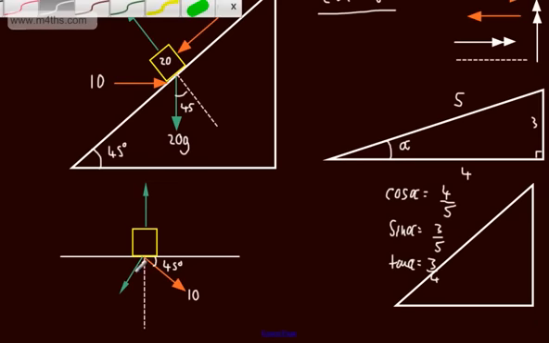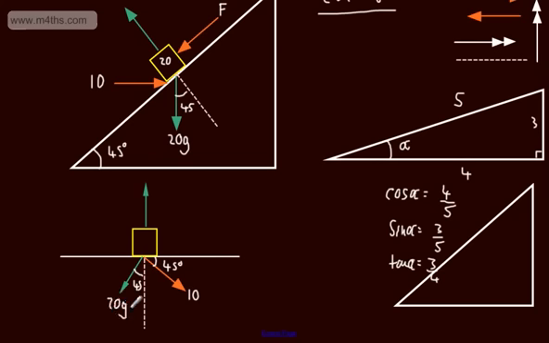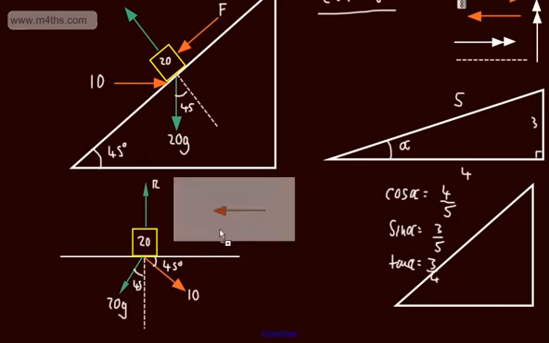I think after 41 minutes I'm allowed to make the odd slip. So, right, let's go for 20g. So that's 20, and the normal reaction is going to be R. Now let's consider the other forces acting on this. I could put this here, this is a frictional force.